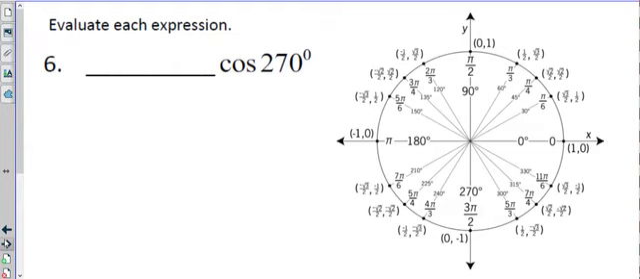Cosine of 270, so find 270. That's right here. Cosine is your x value, so your answer is 0.